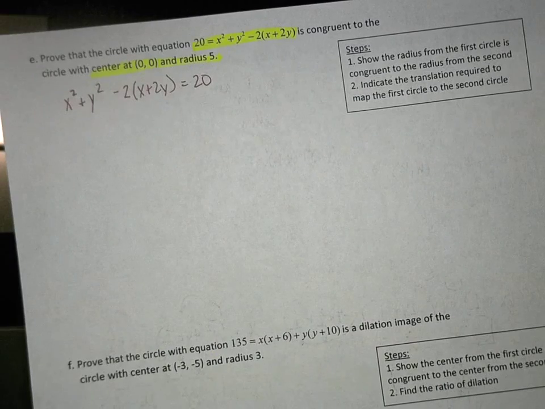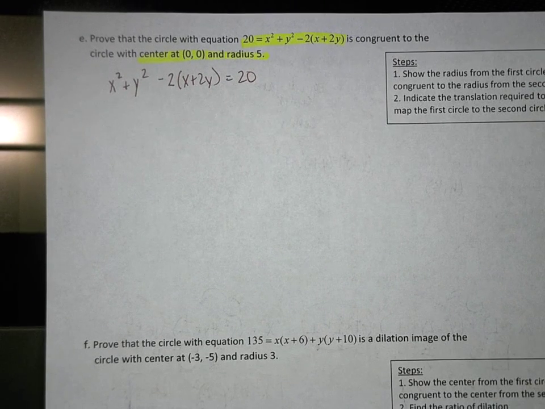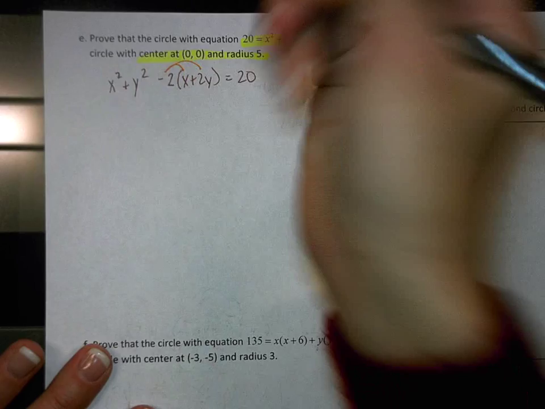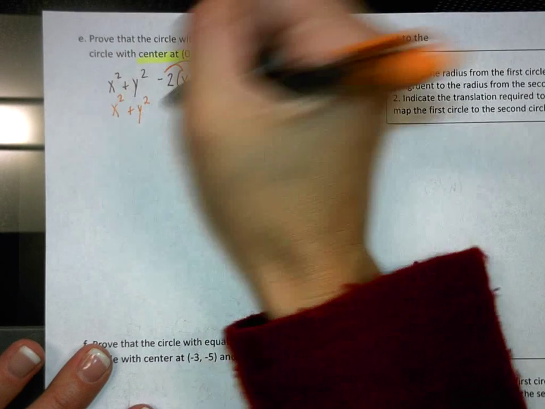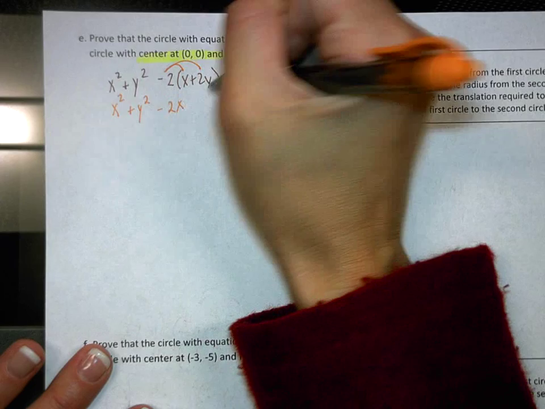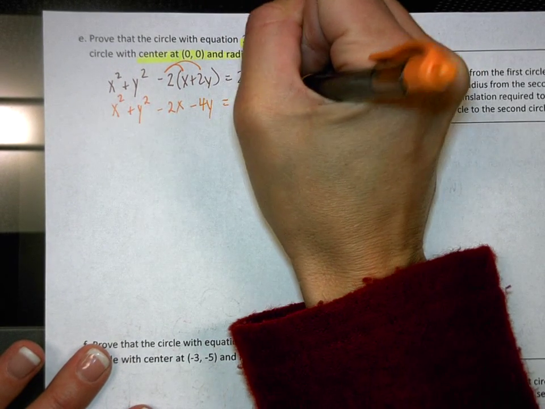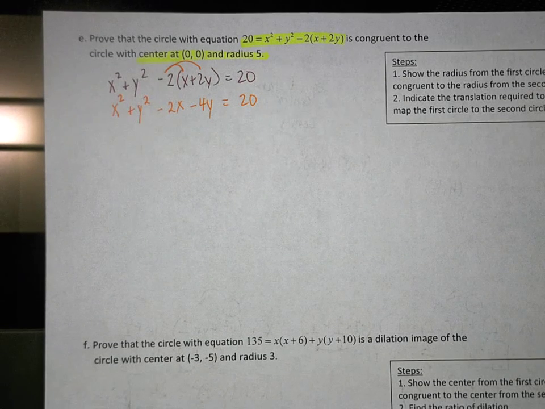What do you think that we should do next on this? Distribute. Very good. Distribute is correct. So we're going to distribute negative 2 through there. So now I have x squared plus y squared minus 2x minus 4y equals 20. Do you guys know what we'll do next? Do what we did before. Yep, complete the square.